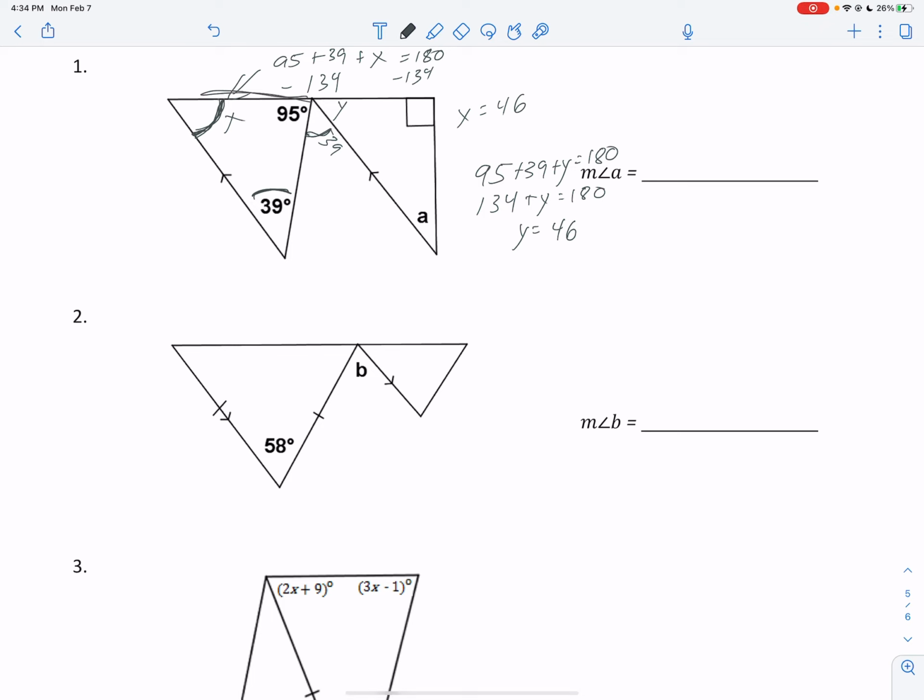Because this right here can be thought of as the transversal between this parallel line and that parallel line, even though it doesn't look like it. Regardless of what you do, you get 90 plus 46 plus a equals 180 because of all of the angles in this triangle. So you get 90 plus 46 is 136. Subtract that off and you get, what is that, 44?